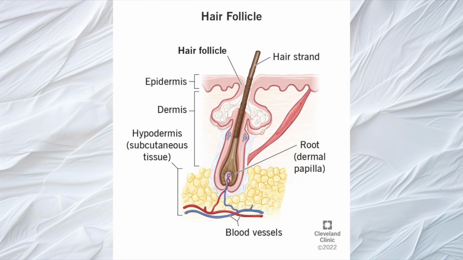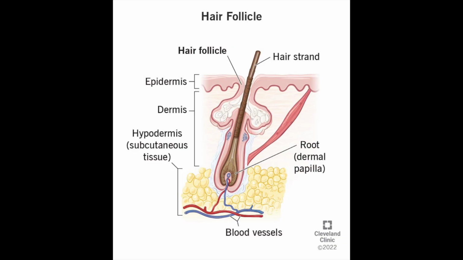The last stage, exogen or shedding. Some texts describe this as the fourth phase. The old hair falls out and a new anagen hair begins growing underneath. Normal hair shedding occurs during this phase.